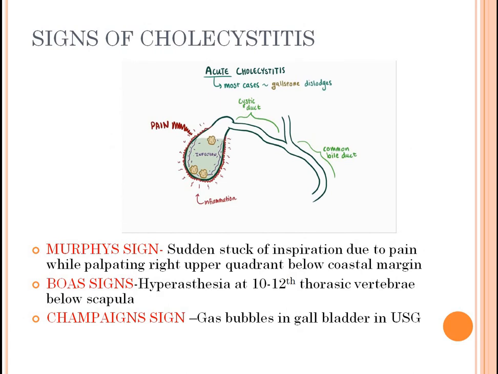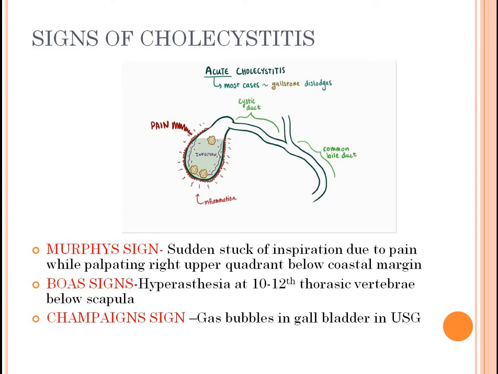And some signs are also there: Murphy sign, Boas sign, Champagne sign. What is Murphy sign? The examiner is palpating in the right upper quadrant of the abdomen, and we are instructing the patient to take a deep breath in. So what happened? The diaphragm pushes down and compresses the gallbladder, and at the same time we are palpating. So a sudden stop of inspiration will occur. That is the character of Murphy sign.